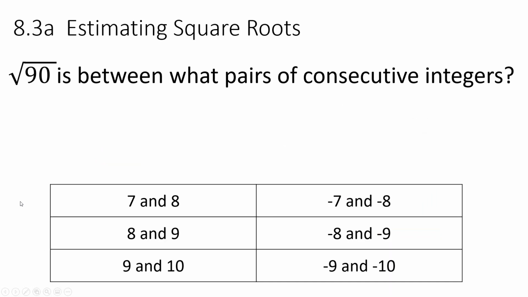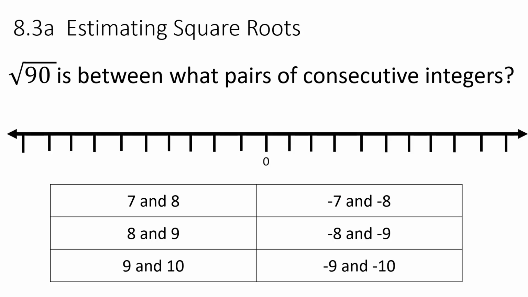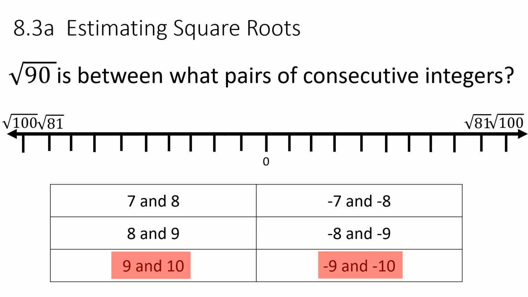All right, square root of 90 is between what pairs of consecutive integers? Now you could just use your Desmos calculator and hit square root of 90. Ideally, you're understanding that on a number line, you've got square root of 81 and square root of 100 being 9 and 10. So square root of 90 is going to be between 9 and 10. Most likely for pre-algebra, all you need to do is worry about the positives, but be aware that it could occur on the negative side too, because negative 9 times negative 9 gives you 81, and so on.